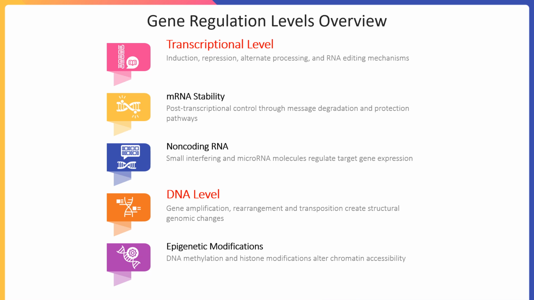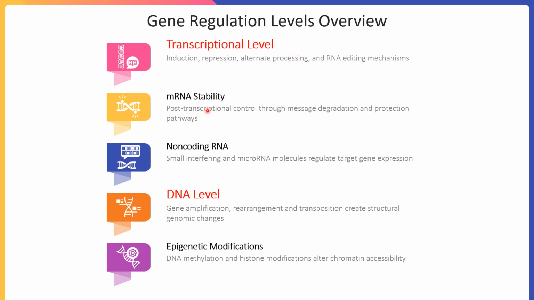How are we going to regulate the gene? We can do it at various levels. The most common is at the transcriptional level, and the other is at the DNA level. These are the two important ways of regulating gene expression. At the transcription level, we can either induce or repress the transcription, or we can process the mRNA, like alternate splicing or different types of RNA editing mechanisms. These things will alter or regulate the gene expression.